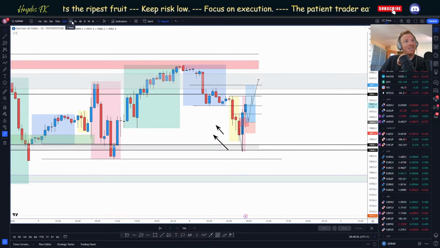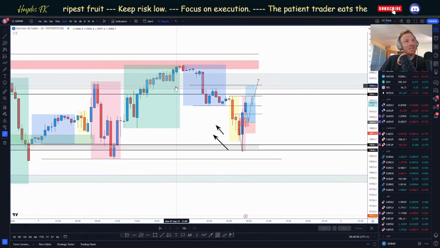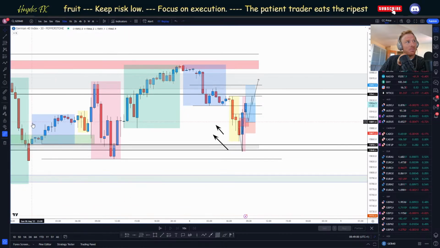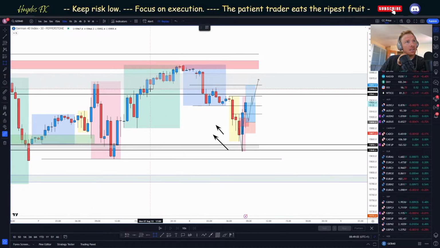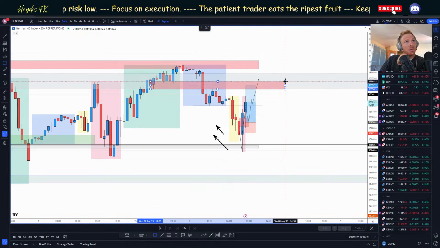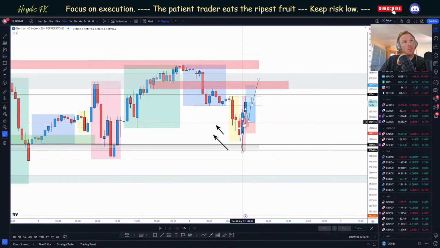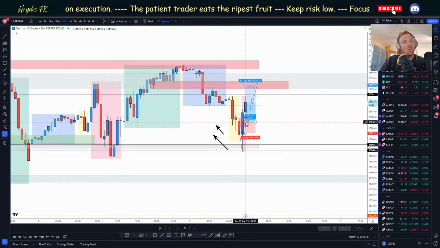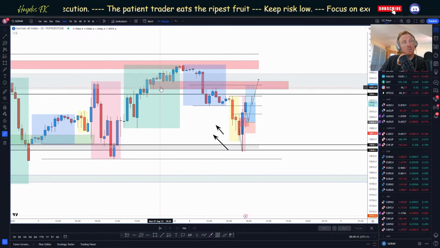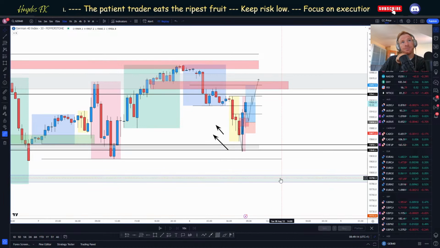$16,000. Okay, let's do that. This area here. This same principle: the reason this was a long area is the same reason this is resistance.